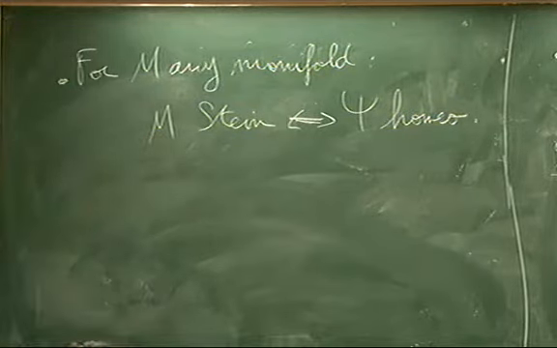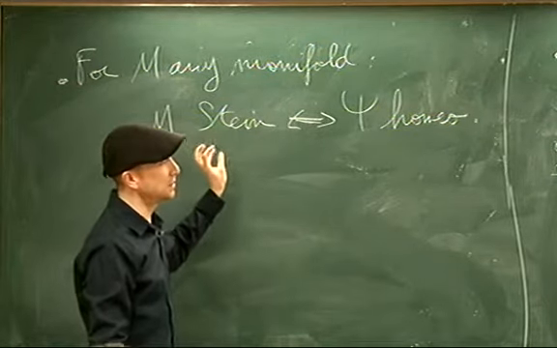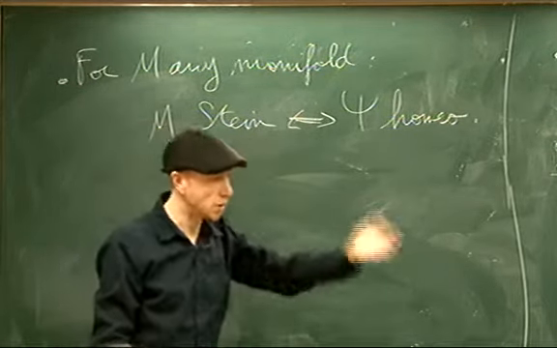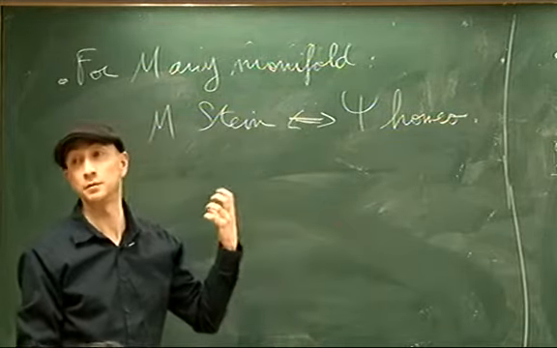Okay? This is an alternate point of view. Again, it's not very practical, but philosophically, I think it tells a lot. It says that being Stein is exactly saying that if you look at the algebra of functions and you work with functions, then you're not missing anything about the manifold.